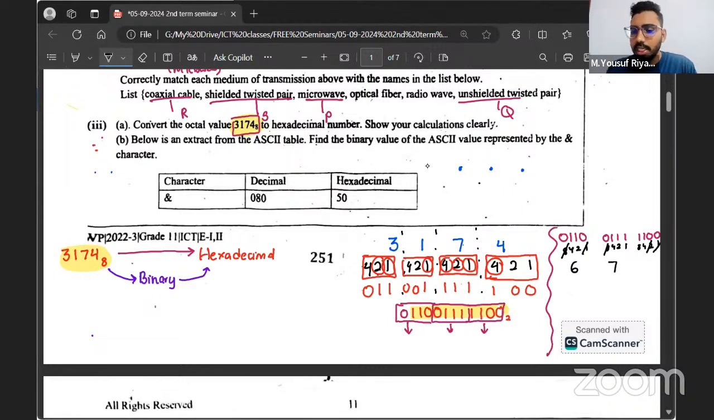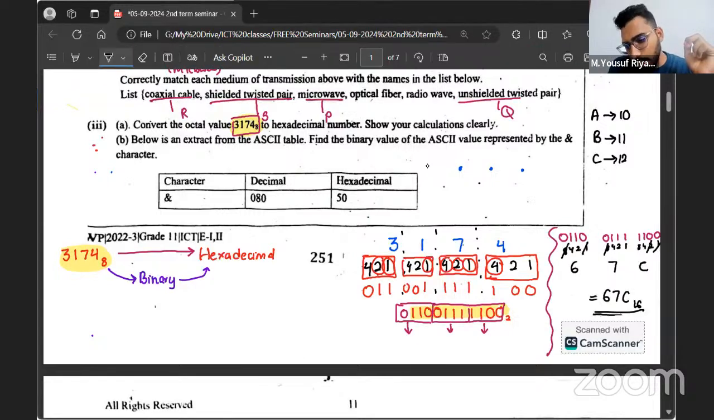And what is the sum of the third set? It's actually giving us 12. How do we represent 12 in hexadecimal? In hexadecimal, A represents number 10, B represents number 11, and C represents 12. So 8 plus 4 is 12, which means we don't write 12 here, we write C. So the answer is going to be 67C base 16. This is how you do it.